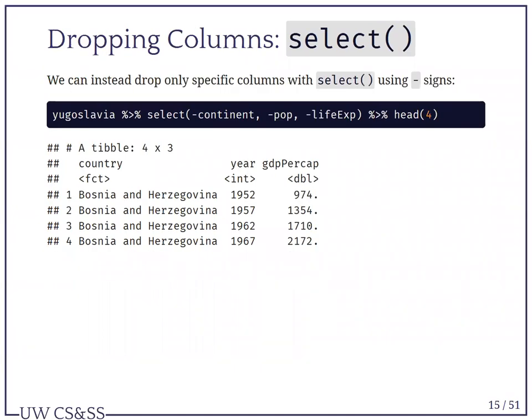You can also drop columns using select. So instead of picking the specific ones you want to keep, you can specify the ones you want to get rid of. You can do this using the subtraction symbol. So we can take the Yugoslavia data and then select minus continent, minus pop, and minus life EXP. And then we're left with country, year, and GDP per capita. Neat.